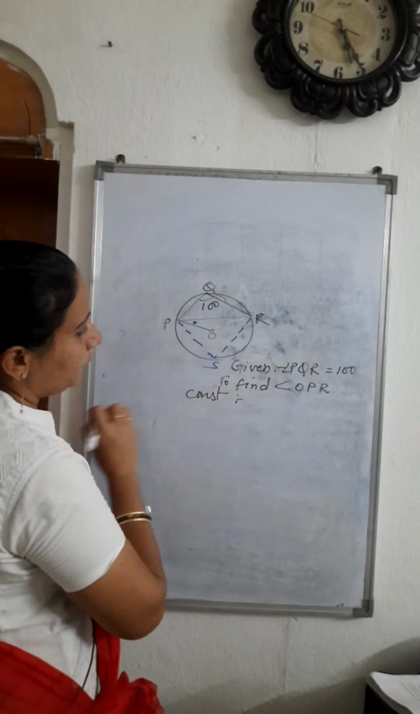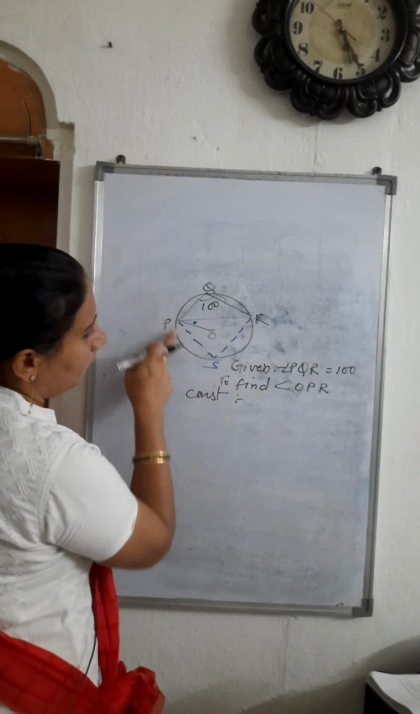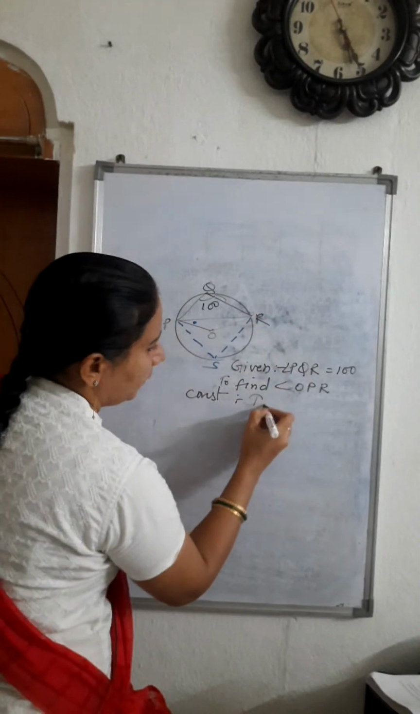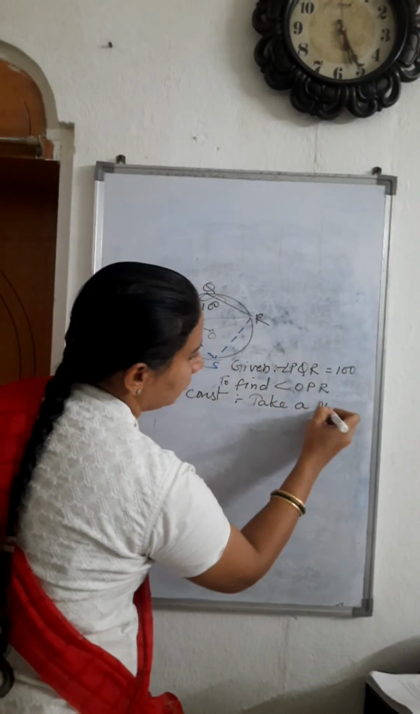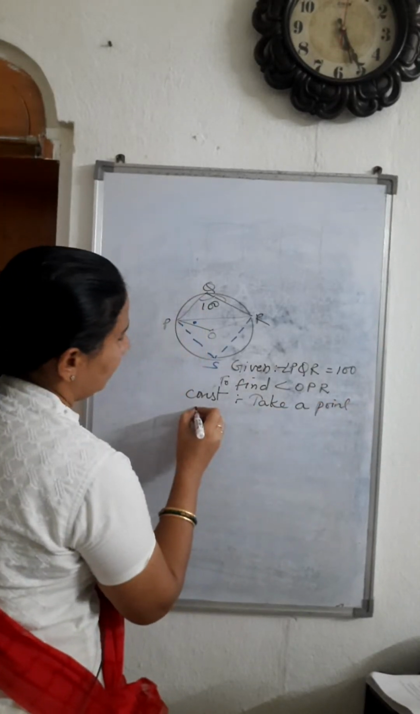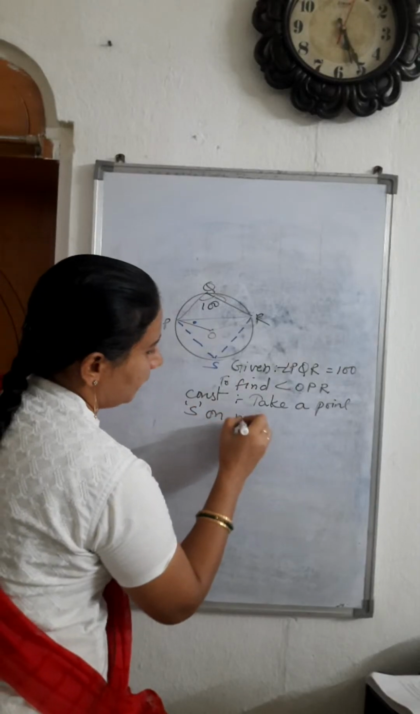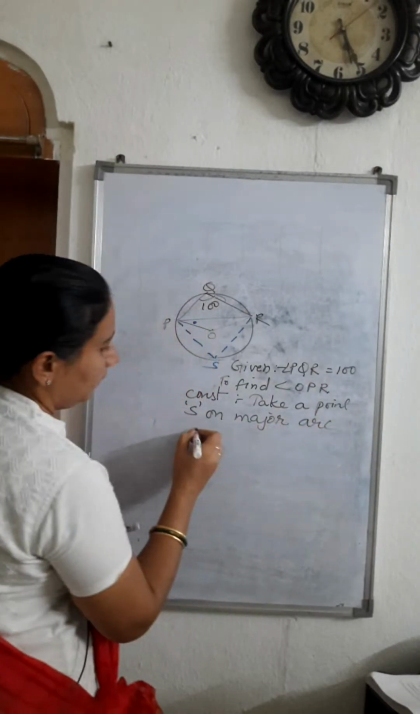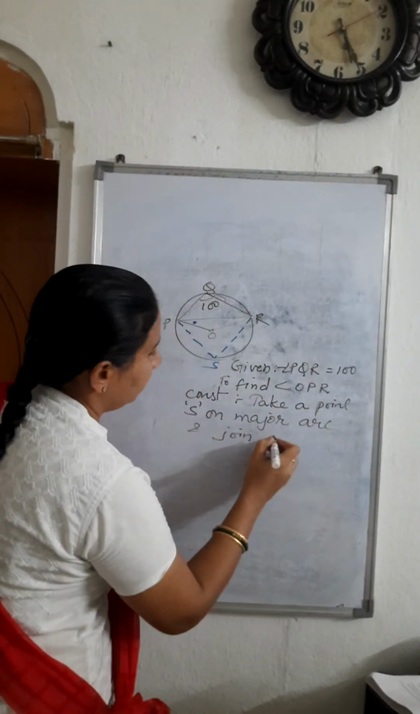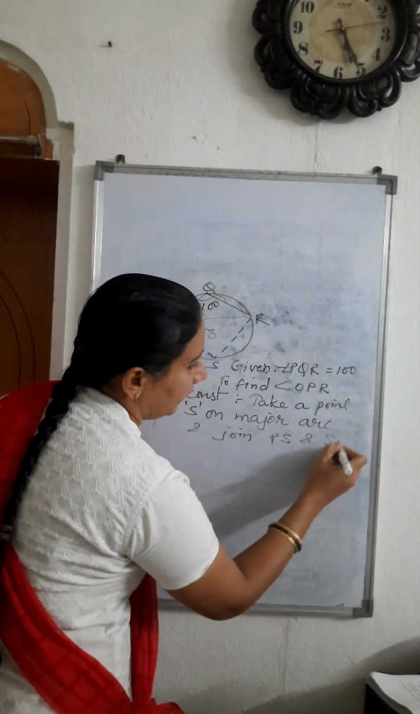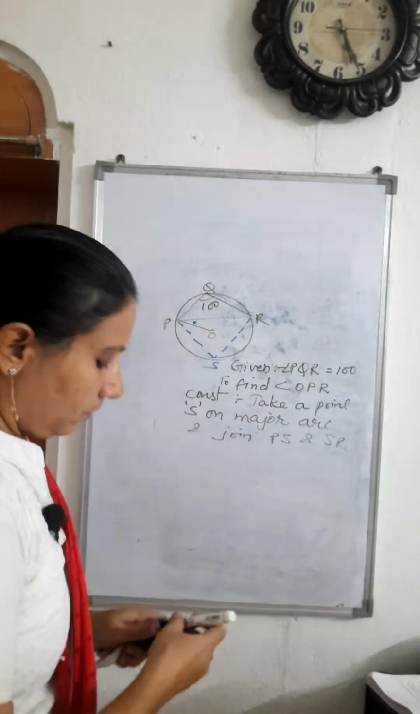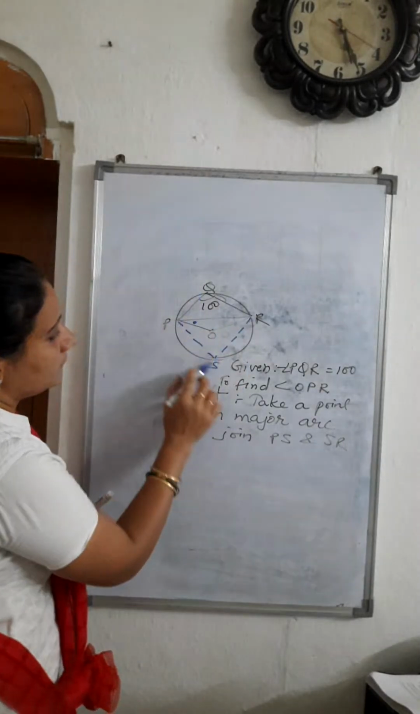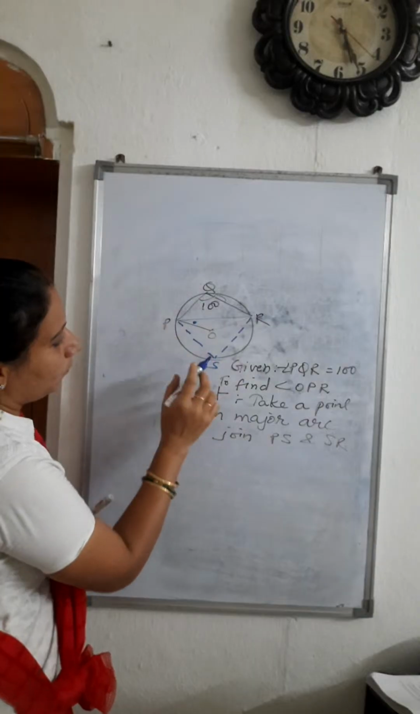Now let's start out with the construction part. Here in construction what are we doing? Take a point S on the major arc and join PS and SR. So this we did as construction. Now our proof part will start. After joining, this complete part will become a cyclic quadrilateral.